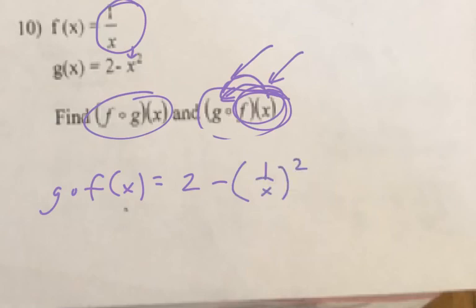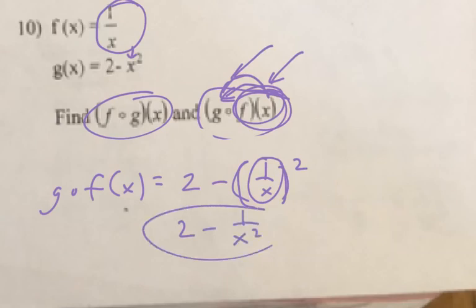squared. Notice I use parentheses, guys, as I inputted f inside of g. So this becomes 2 minus 1 over x squared. There's our function. Now notice, where can it not be? It cannot be when that equals 0. Of course, that's easy to solve. If x squared equals 0, x would therefore equal 0, right?